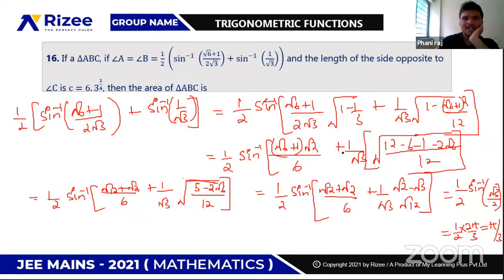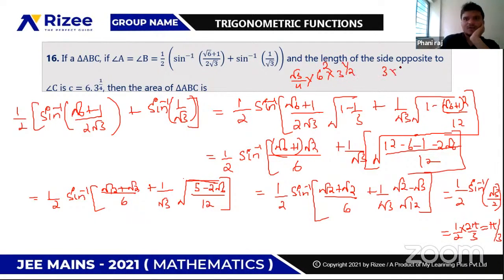So angles A and B are both pi by 3. That means the third angle also must be pi by 3 because the sum of the angles of a triangle is 180. So it's an equilateral triangle. But you know the formula for an equilateral triangle, no? It's root 3 by 4 times a square. So 6 into 6 square into 3 power 1 by 2.